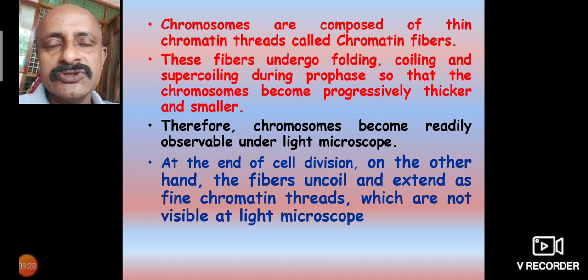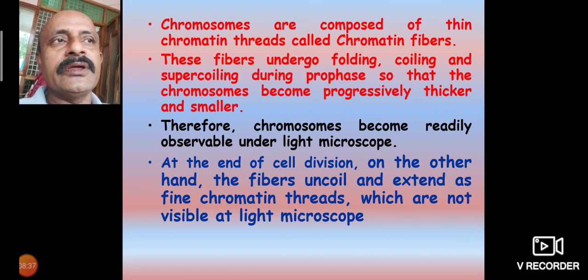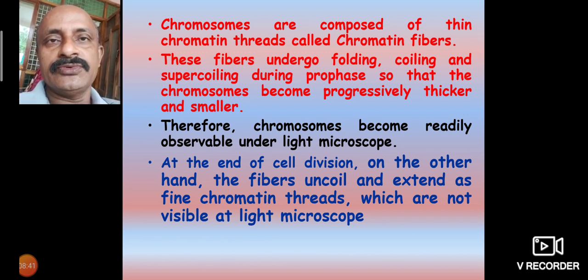The threads are coiled and supercoiled around each other to form a thick structure in nature. That is called chromatids. Therefore, chromosomes become readily observable under light microscopes during the cell division.